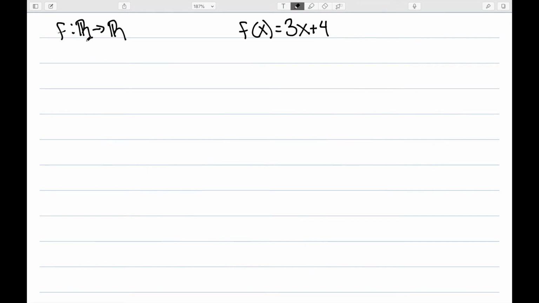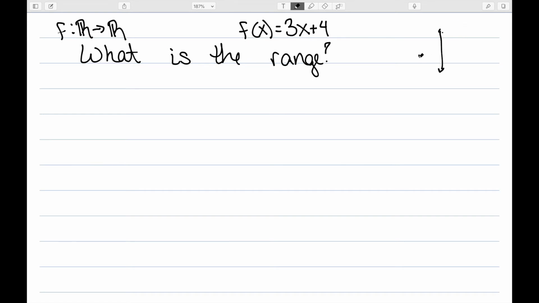Let's consider a function going from R to R, defined by f of x equal to 3x plus 4. And I want to know what is the range. Our instincts probably can tell us that this is a line. Lines tend to look something like this. And we know that it's going to hit every point on the y-axis at some point. So our first guess may be that the range is R.